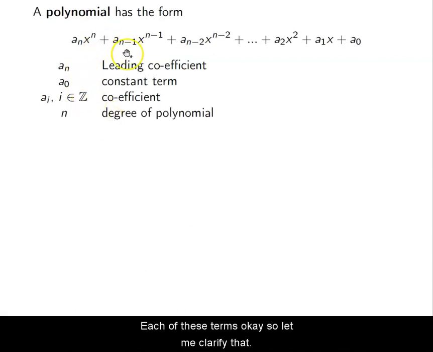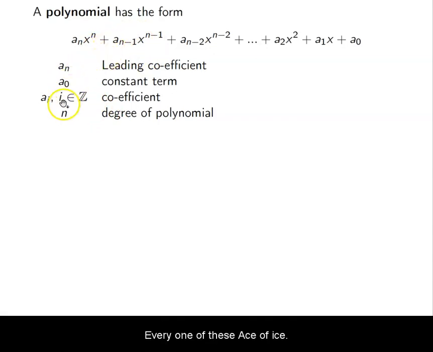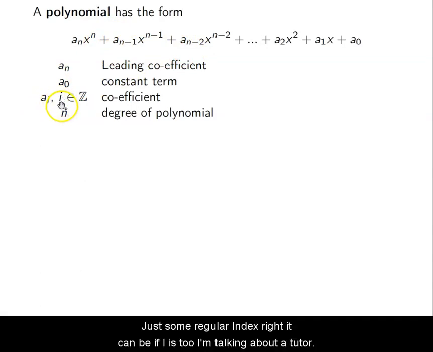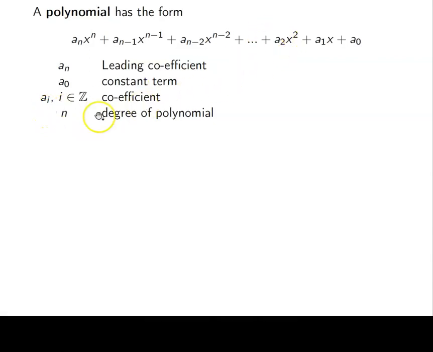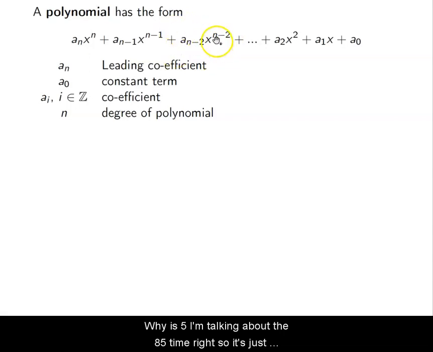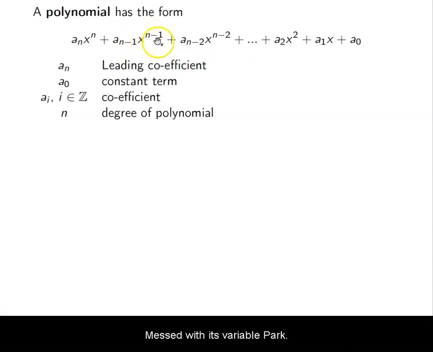Okay. Each of these terms, okay, so let me clarify that. Every one of these a sub i's, right? So i stands for just some regular index, right? If i is 2, I'm talking about the a2 term. If i is 5, I'm talking about the a5 term, right? So it's just saying that each of these a pieces are coefficients. A coefficient matched with its variable part is called a term.